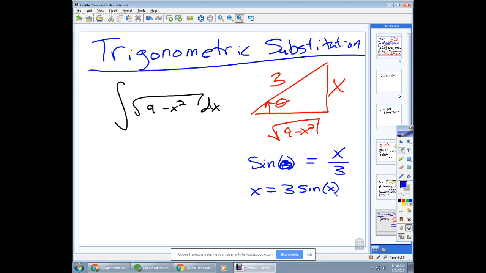Another useful thing here. You said theta. I said theta, but I wrote x. Oh, I keep messing that up, huh?